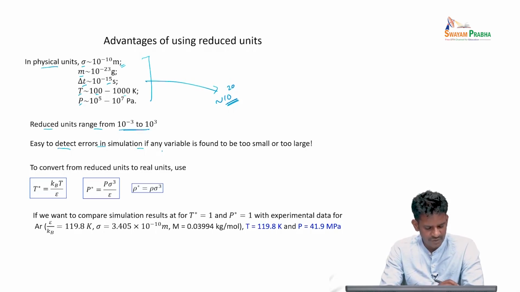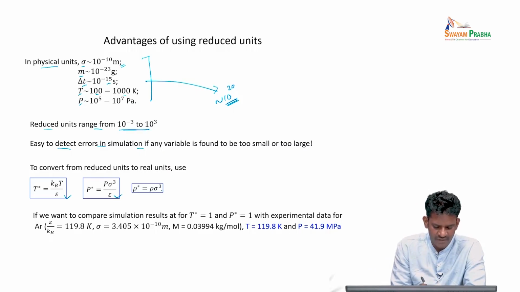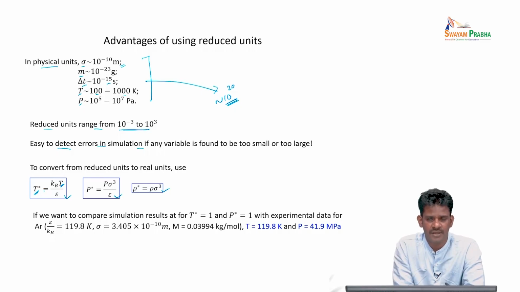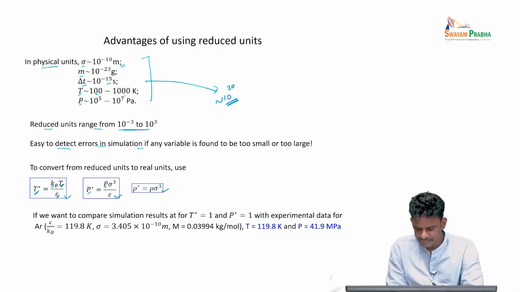Now we also have to talk about, given reduced units, how to convert back to real units, and that is also very easy by looking at how we defined our system of reduced units. Once you know the reduced temperature, you can find the physical temperature corresponding to it by making use of the Boltzmann constant and the corresponding energy parameter epsilon for that system. Similarly, pressure can be converted from reduced units to real units by multiplying with epsilon and dividing by sigma cubed, and similarly for density also.